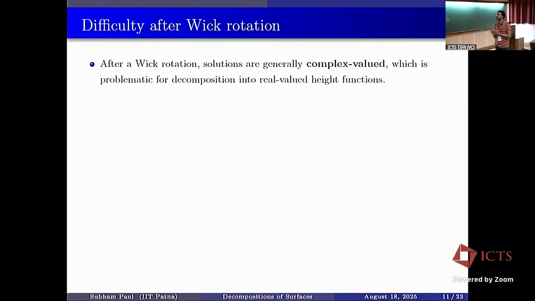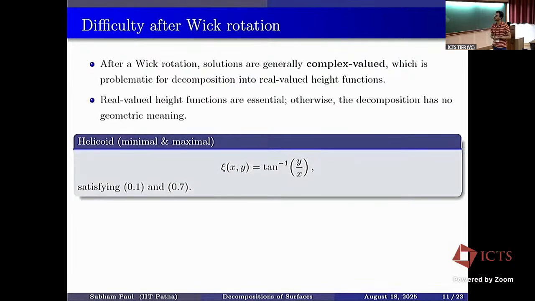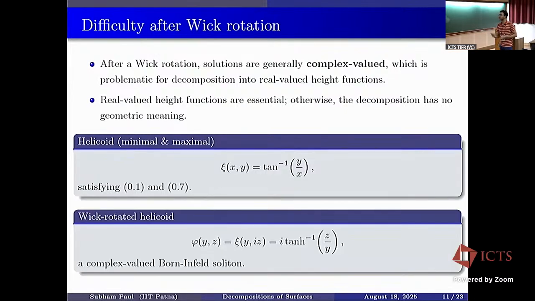Now, what is the difficulty after performing this Wick rotation? In many cases, after Wick rotation, we do not get a real valued solution. Rather, we get complex valued solutions. For example, if we perform Wick rotation on the helicoid, in this expression of tan inverse of y by x, then we get a Wick rotated helicoid, and this is a complex valued Born-Infeld soliton. The problem is that these complex valued solutions are problematic for real valued height functions, so they do not have any geometric significance.